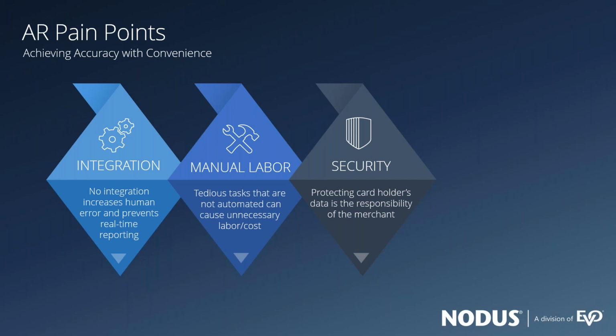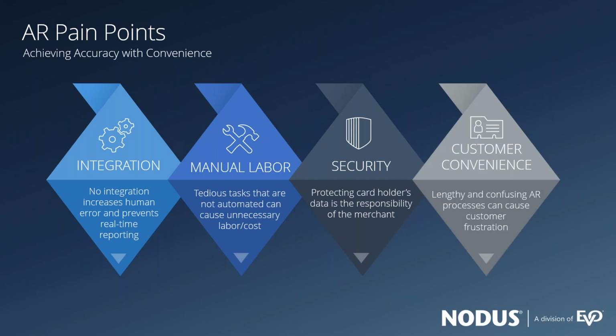So lack of integration, connected to manual labor by humans, which is associated with security. These are the three major pain points you face as an organization when it comes to accounts receivables. Now, there is one more pain point, but that's on the other side of the fence.